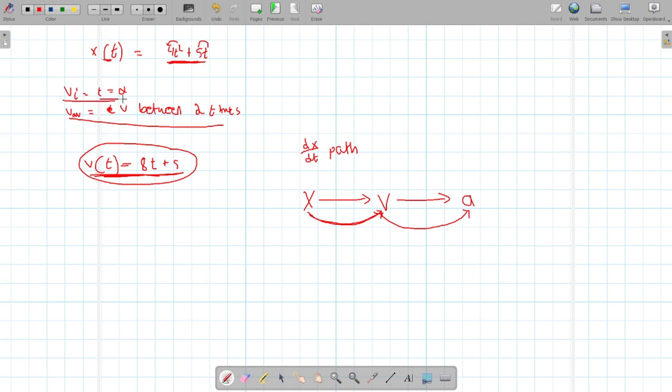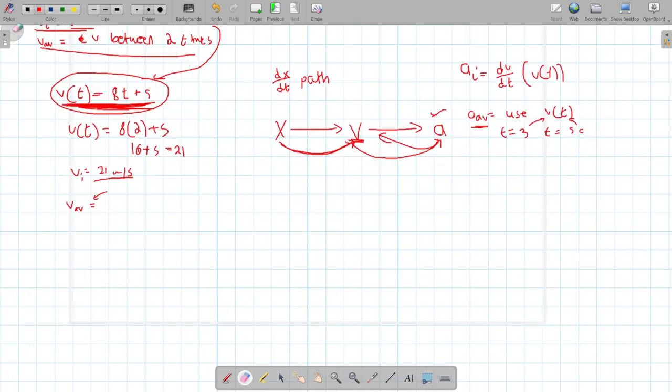So now with 8t plus 5, if they asked you what's the instantaneous velocity at time equals 2 seconds, since we have the equation for the velocity, all you have to do is velocity equals 8 times 2 plus 5. Times 2 seconds, you get 16 plus 5 equals 21. So your instantaneous velocity is 21 meters per second. But what if they told you to find the average velocity? This is where it gets different. To find the average velocity, it's different.